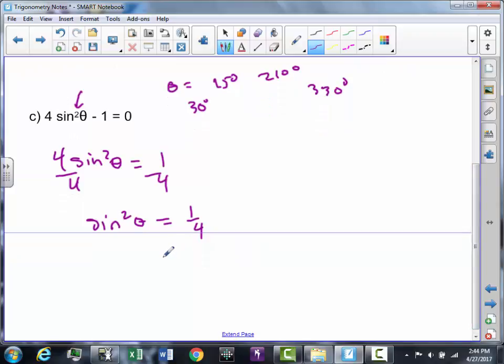Well, that sine theta is squared. To undo a square, you have to square root both sides. So if I square root both sides, you get sine of theta equals, when you square root 1, it's 1, and when you square root 4, you get 2. Sine of theta is 1/2. Except, technically when you square root, there's a positive and a negative to the square root. So I need to look for where sine of theta is positive 1/2 and negative 1/2.